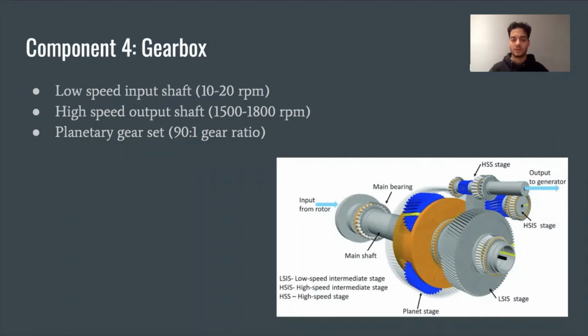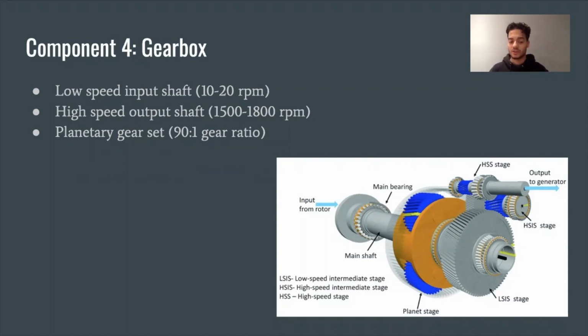Component 4 is a gearbox. A gearbox is connected to a low-speed input shaft from the outside rotor, and it couples that shaft through a series of gears to a high-speed output shaft that is connected to the generator. A function of the gearbox is to increase the slow rotation of the input shaft to the speed that is high enough to power the electrical generator.